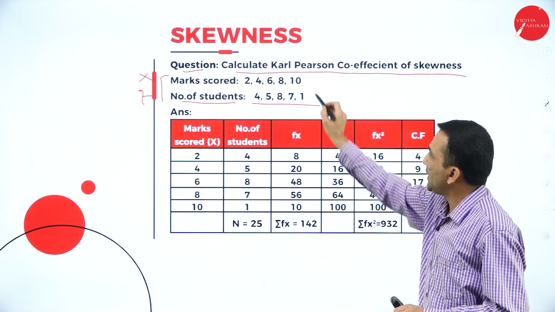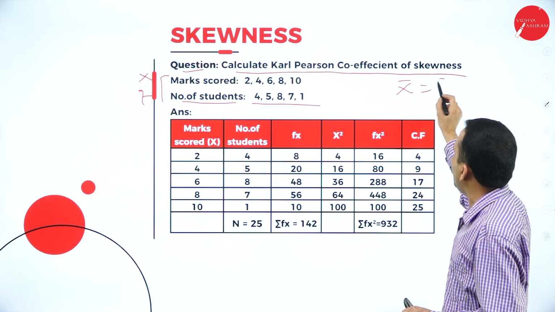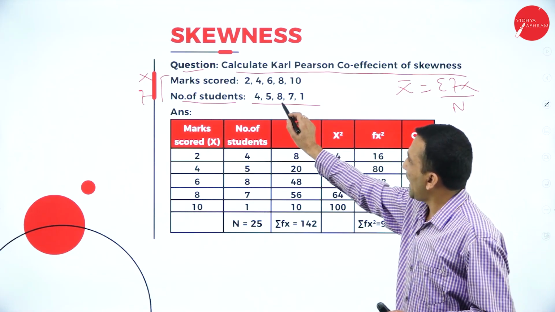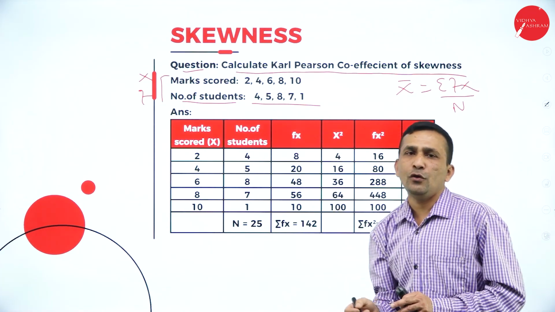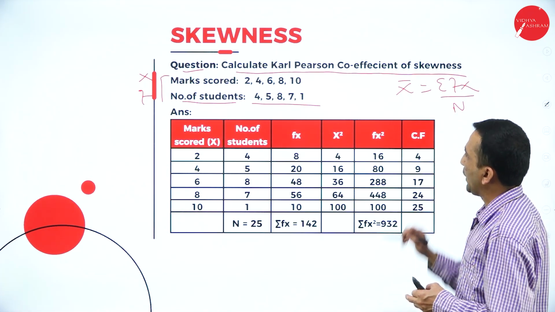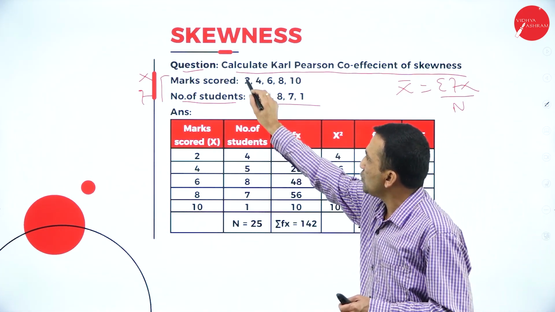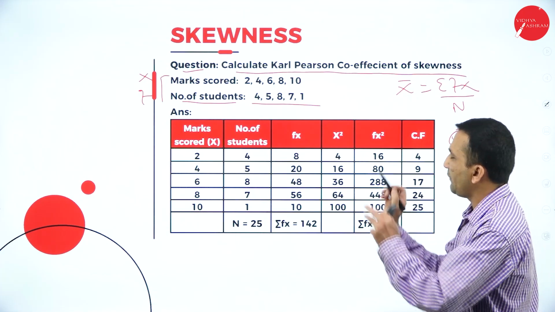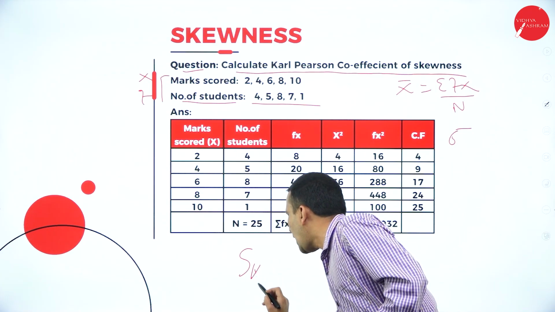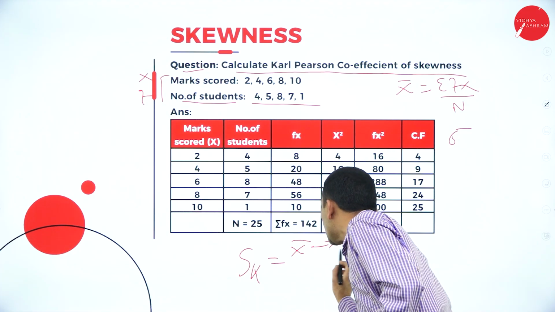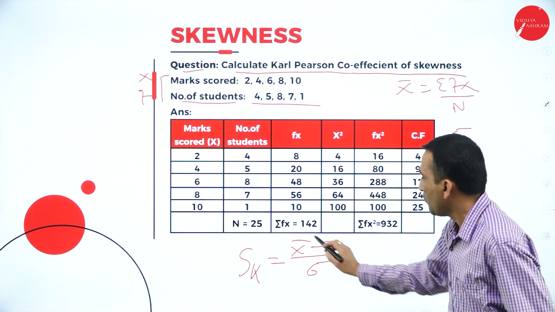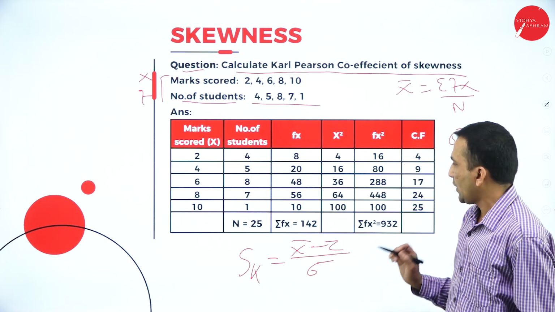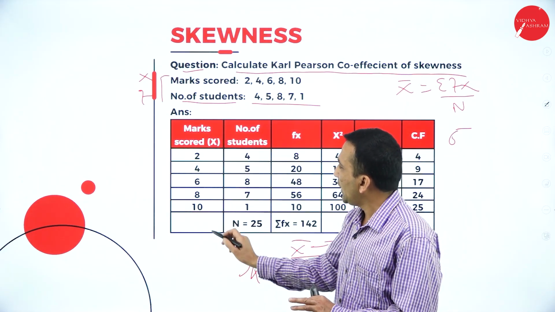From these two sets of data, we can easily identify the x bar value: sigma fx divided by n. The mode we can identify from the highest frequency's corresponding x value. Even with the help of the marks and number of students, we can identify the standard deviation. So the best formula is Karl Pearson's skewness, x bar minus mode divided by standard deviation, because in this formula we can get all these values. As it is, I am writing in vertical format.